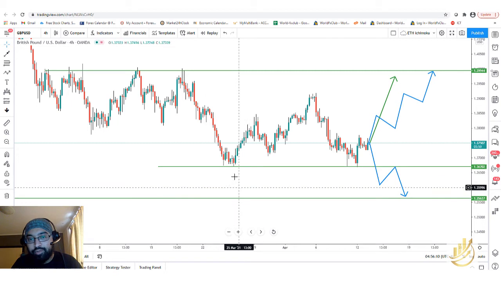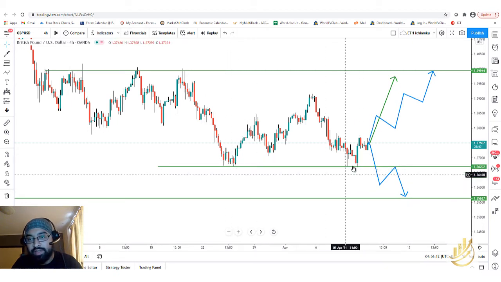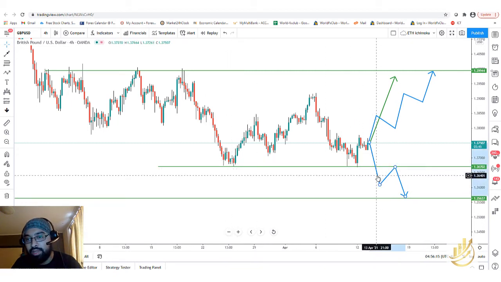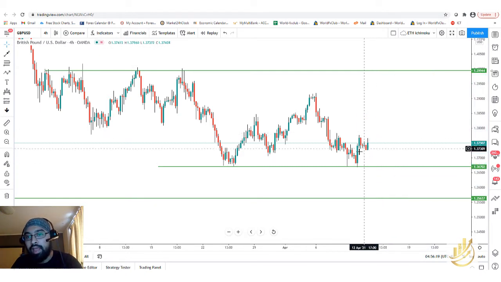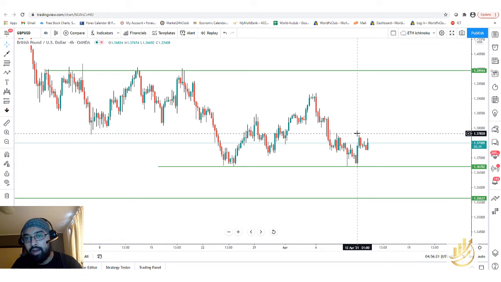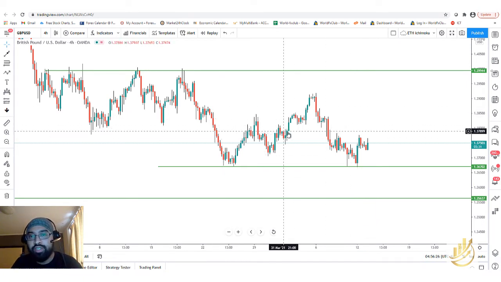Overall, it looks like an uptrend where price has found support in these areas. So you look for a buying opportunity, keeping in mind that we are expecting positive news from the market. If you do not understand news well, you should avoid trading in those conditions because the market is very volatile. So this is my view on GBP USD.